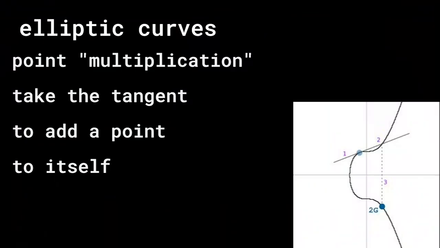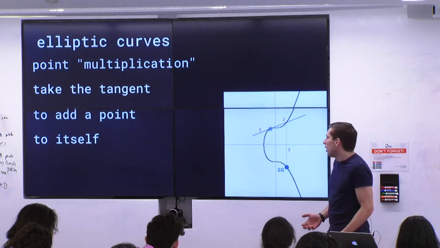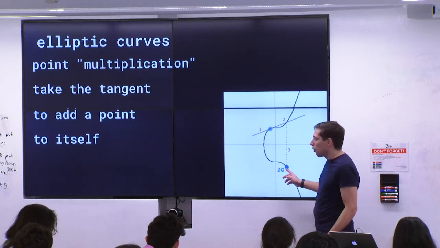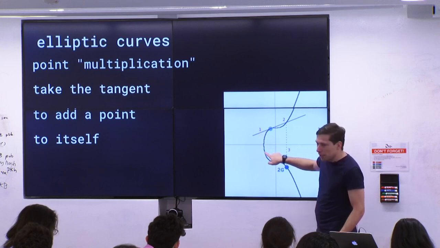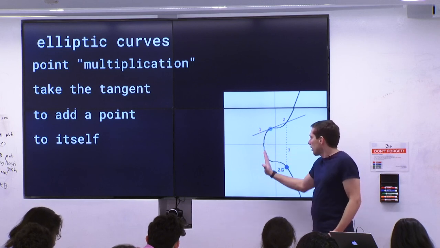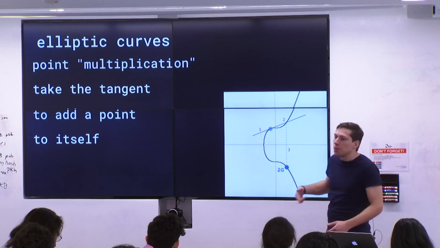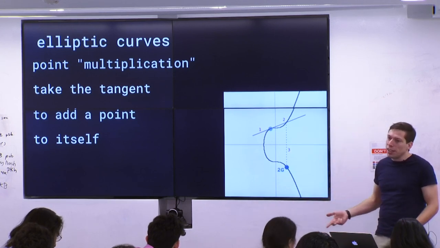So it's a simple way to say, well, I'm not really multiplying, I'm just adding it to itself, which is sort of what multiplication is. And I can do this again and again. So I say, oh, I want 4G. I take the tangent at 2G, find the intersection here, drop down, okay, here's 4G. Take the tangent here, and I can keep doing that and get 2G, 4G, 8G.